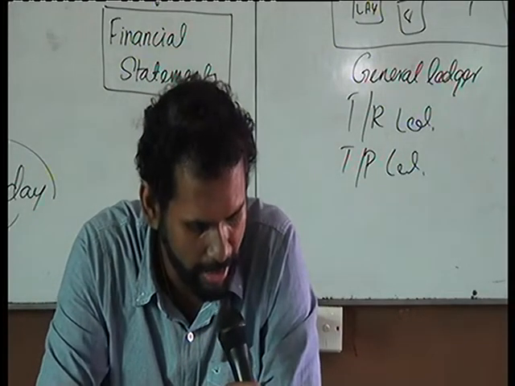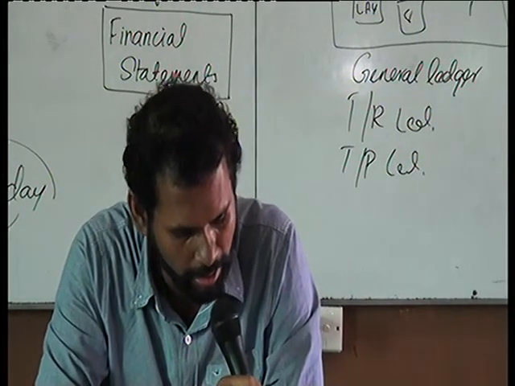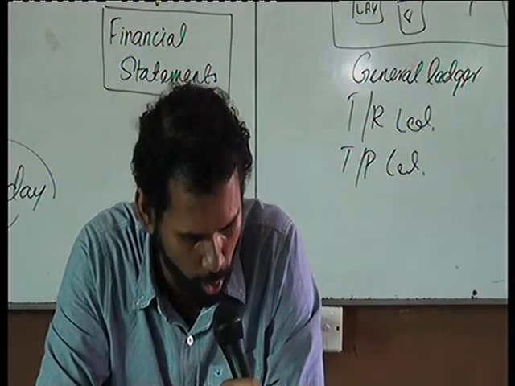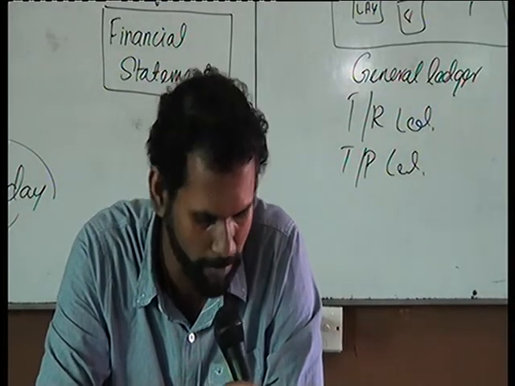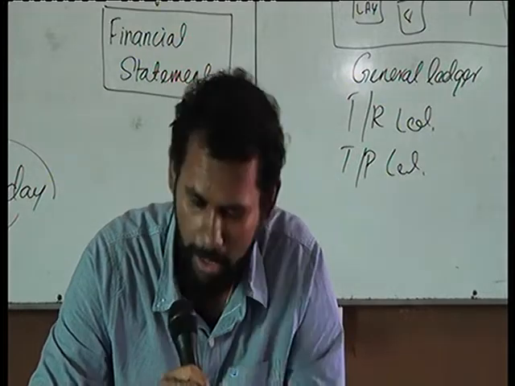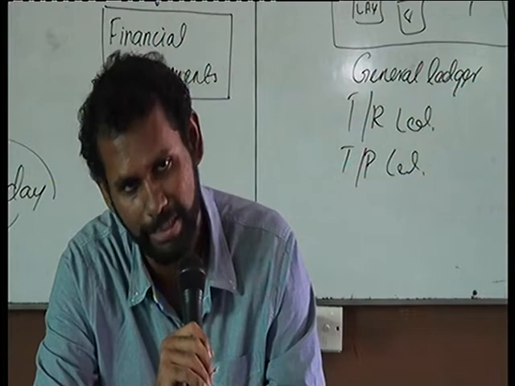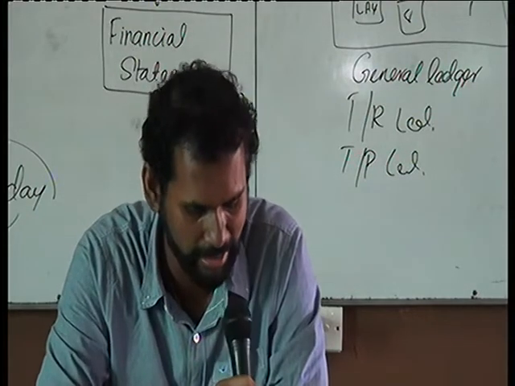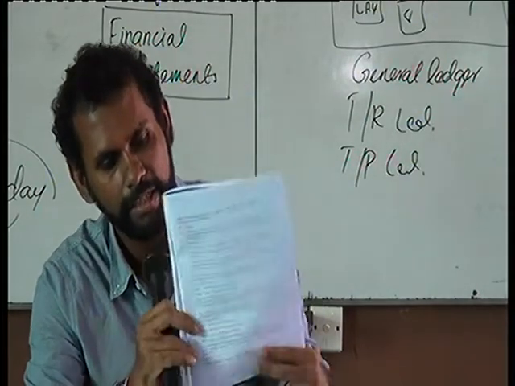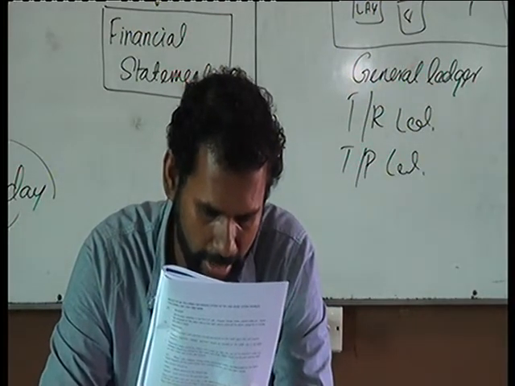Next we have the double column cash book. All the receipts and payments in the form of notes or coins or checks through the bank current account can be recorded in this account. So here we can record both the bank payments and bank receipts, as well as cash payments and cash receipts. So you can see what information is included in the double column cash book.